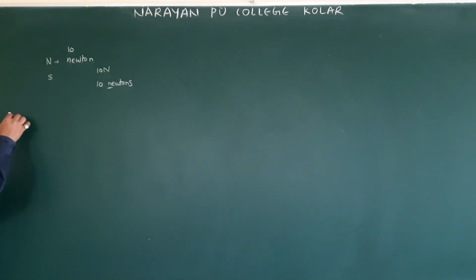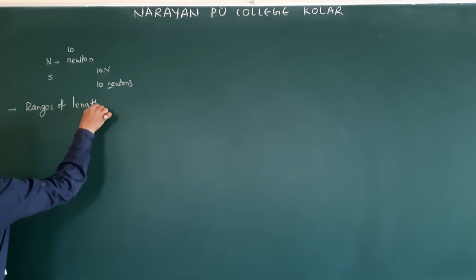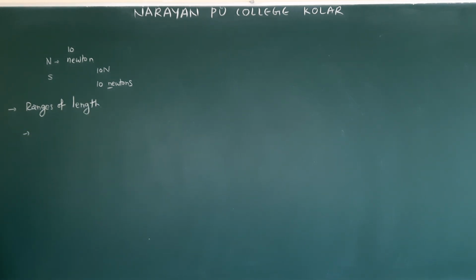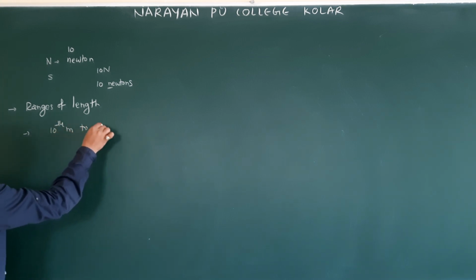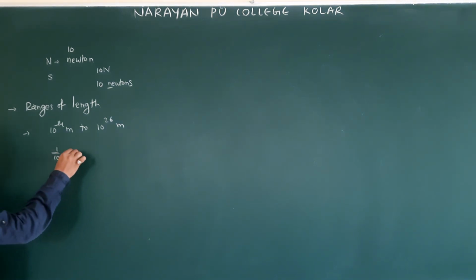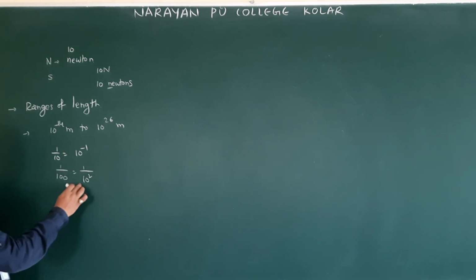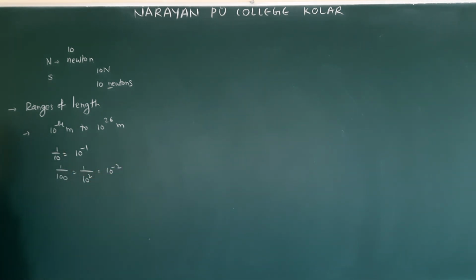First I am giving the ranges of lengths. From where to where can you get the length range? From 10 power minus 14 meters to 10 power 26 meters. What is this 10 power minus 14, and how do we write it? We start with 1 by 10, which is written as 10 power minus 1. Like that, 1 by 100, that is 1 by 10 square, can be written as 10 power minus 2.